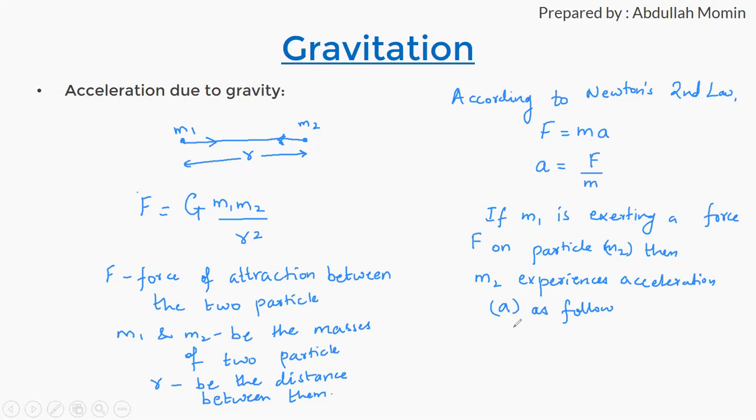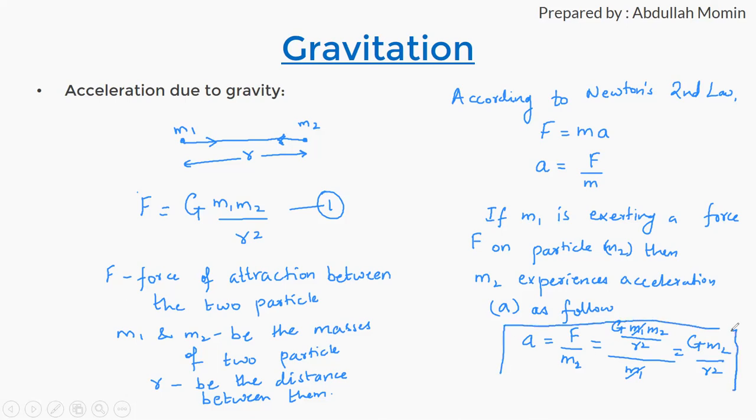A can be written as F upon M2. So what is F? We are going to use equation number 1. F can be written as G M1 M2 upon R square, divided by M2. M2 gets cancelled, and we get G M1 upon R square. So this is the acceleration which is experienced by the second particle.